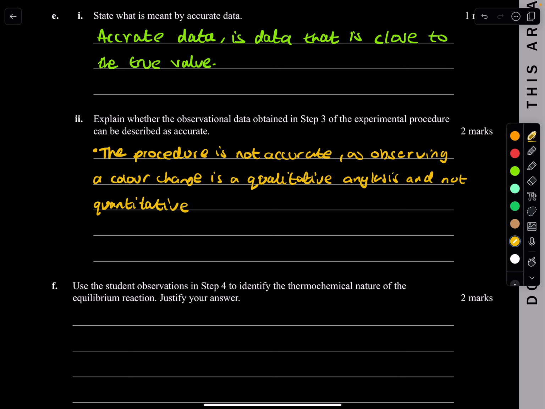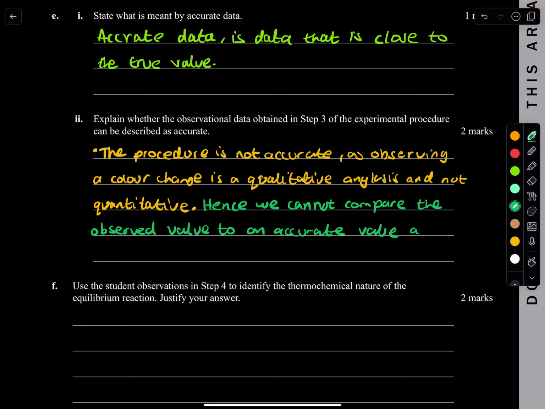Sorry for those spelling mistakes. So let's use a different color to explain. Hence, we cannot compare the observed value to an accurate value, as there is no numerical value to compare with. Beautiful, that is it.